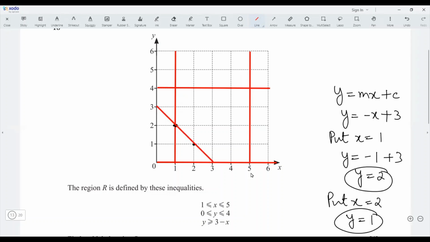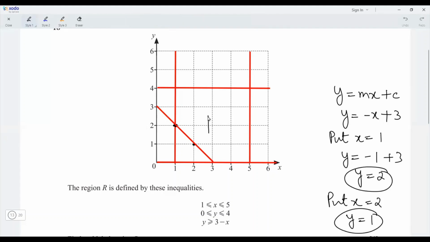So what actually we have to do is draw the region. The region is saying that x is greater than or equal to 1. Greater than or equal to 1 means the region must be lying to the right of it. X is smaller than or equal to y means it will be lying to the left of it. Similarly, y greater than or equal to 0 means the region must be lying above it, and smaller than 4 means it must be lying below that 4. Similarly, y is greater than means the region will be above y equals 3 minus x. So it must be the region.